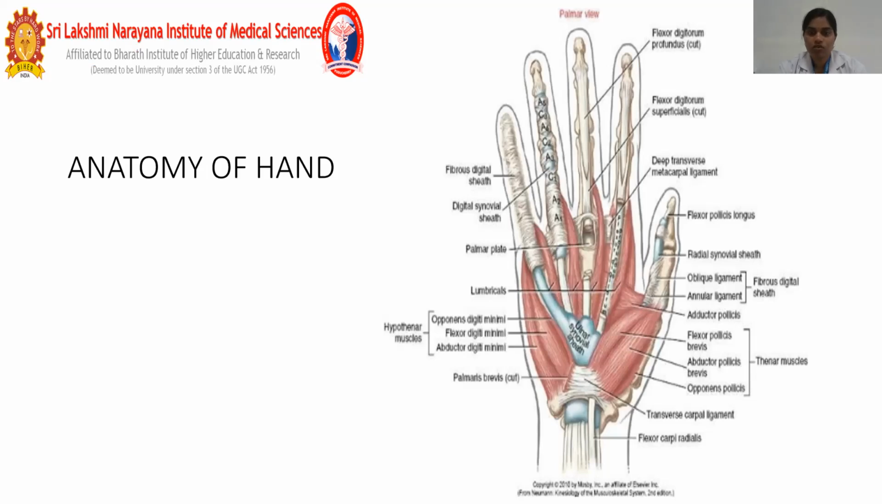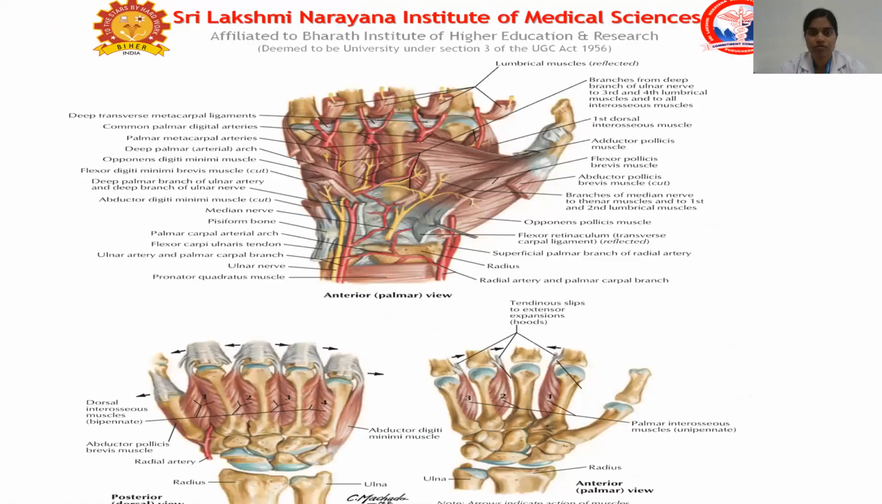So the intrinsic muscles of the hand which form the hypothenar eminence are the opponens digiti minimi, flexor digiti minimi, abductor digiti minimi, and the thenar muscles are flexor pollicis brevis, abductor pollicis brevis, and opponens pollicis. Apart from this, there are lumbricals, dorsal interossei, palmar interossei, and adductor pollicis.